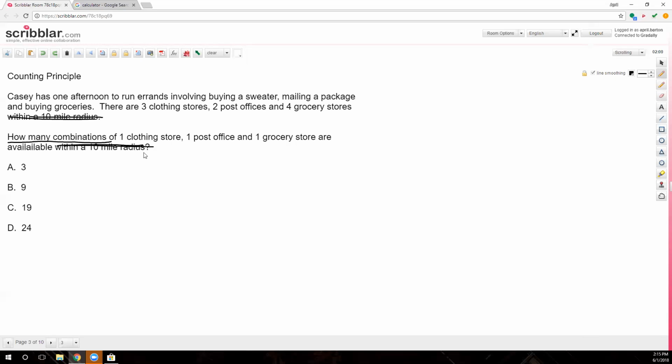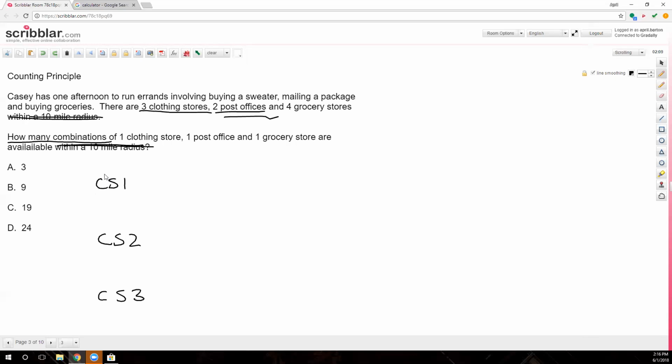When we're picking how many options we can do, how many ways we could accomplish this, we just care how many different choices there are. So for the clothing stores, there are 3 different choices. I could go to clothing store 1, I could go to clothing store 2, or I could go to clothing store 3. Maybe one's closer to one of the other options. Whatever your reasoning, you can pick from those 3. So then option 2, there are 2 post offices.